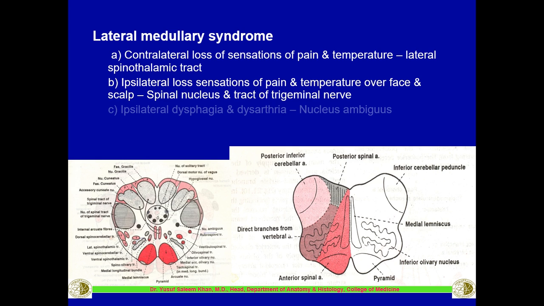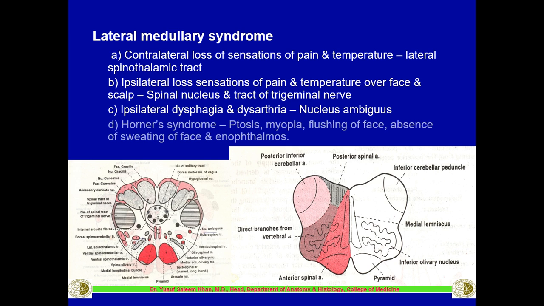Then ipsilateral dysphagia and dysarthria because of the nucleus ambiguus. You have already seen here is the nucleus ambiguus on either side. So that is also damaged because of the thrombosis of the posterior inferior cerebellar artery. Then it leads to ipsilateral, on the same side, dysphagia, difficulty in swallowing, as well as dysarthria, difficulty in speaking.